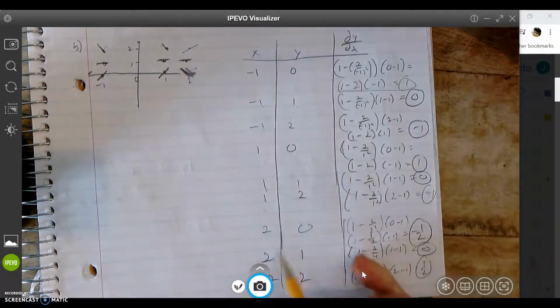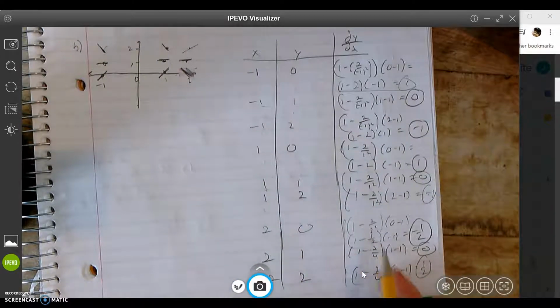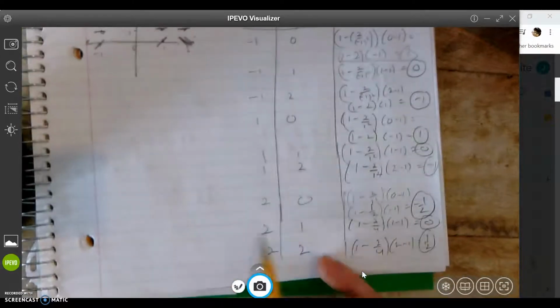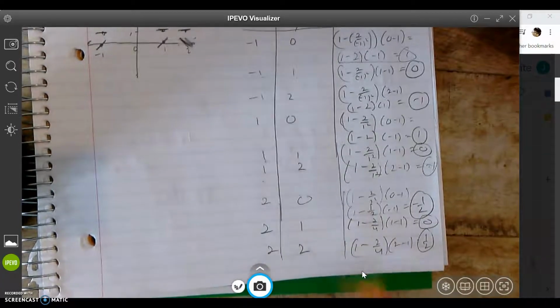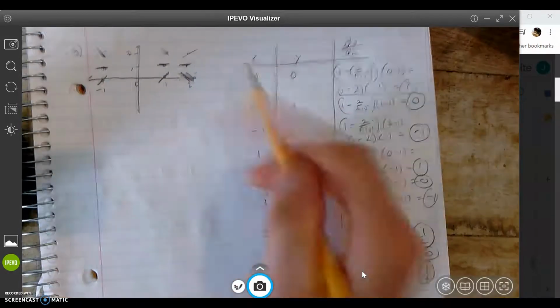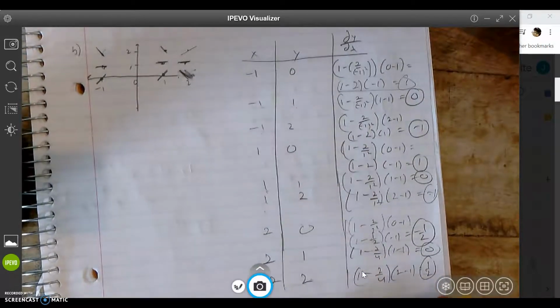And then for (2, 1), I got 0. Anytime you have 1 for y, the answer is going to be 0, because 1 minus 1 is 0 right there for that second part of the term. So for (2, 2), I got positive a half right there. So that's what I got for the first part. So that's all my work for it. Hopefully you got the same thing.